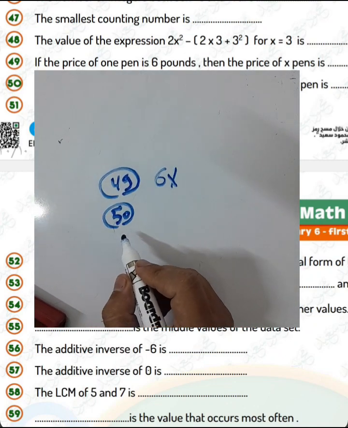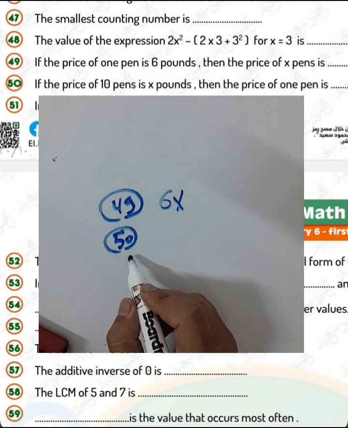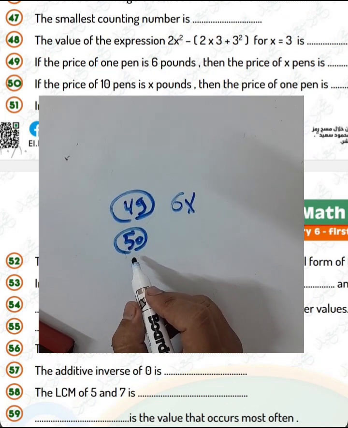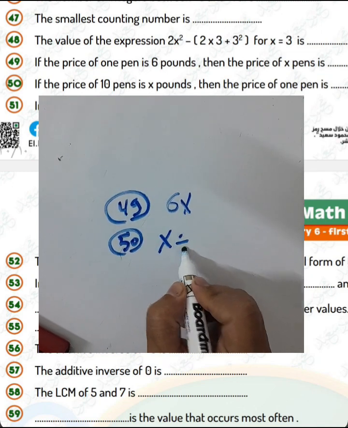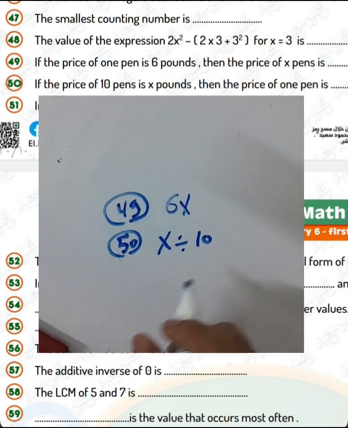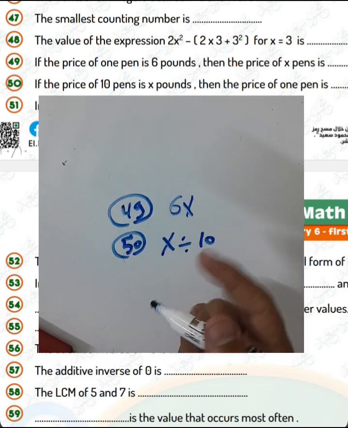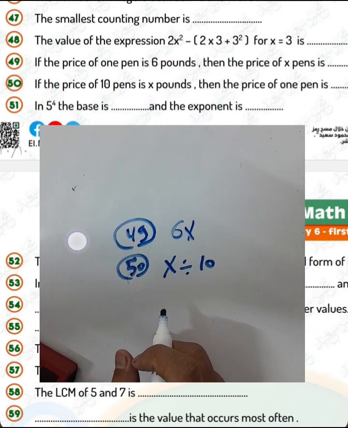Question 50. If the price of 10 pens is x pounds, then the price of one pen, we can divide the total cost. It will be x divided by the number of pens, x divided by 10. We want to find the price of one pen, dividing the cost by the number of pens, which here is 10.